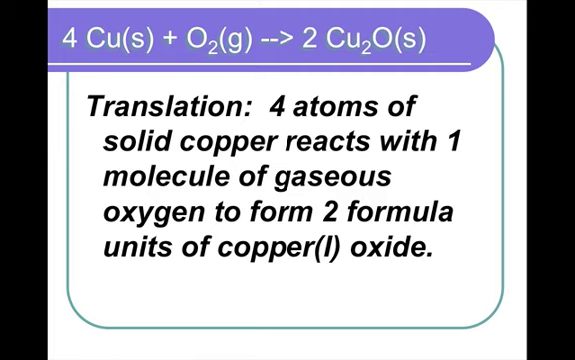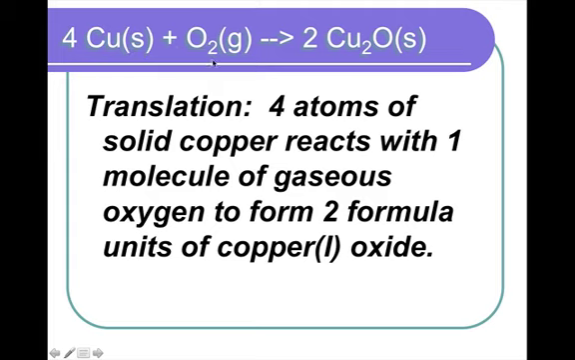If I read this chemical sentence, it translates to say, 4 atoms of solid copper. How do I know they're atoms? Because what's the representative particle of copper? Copper is an element, so the representative particle is an atom. So that's 4 atoms of solid copper. I know it's solid because of the little S at the end, right here. This plus means reacts with.